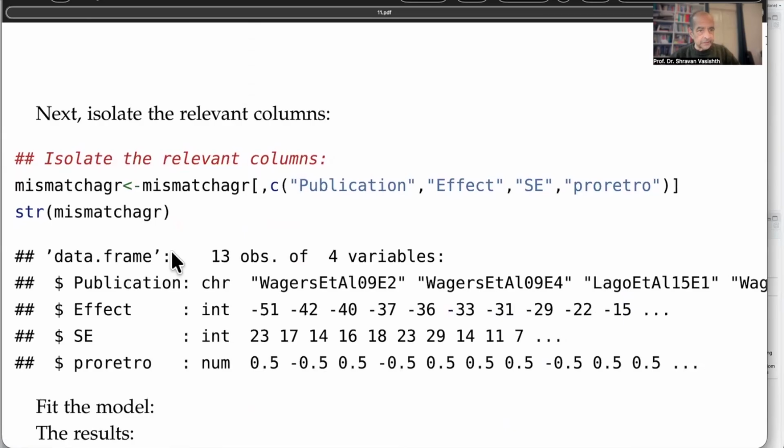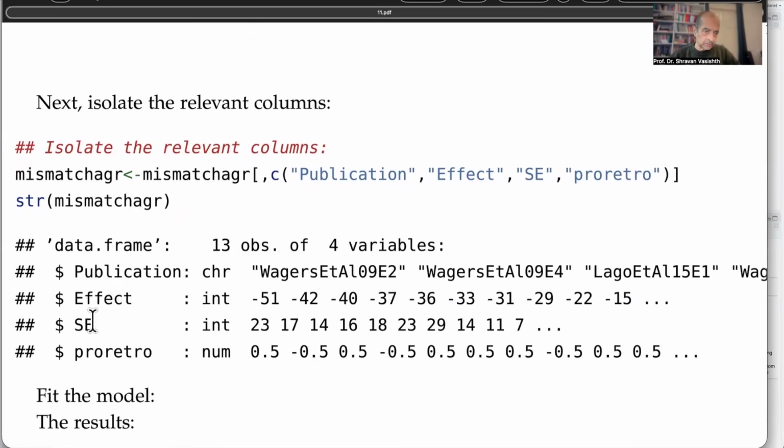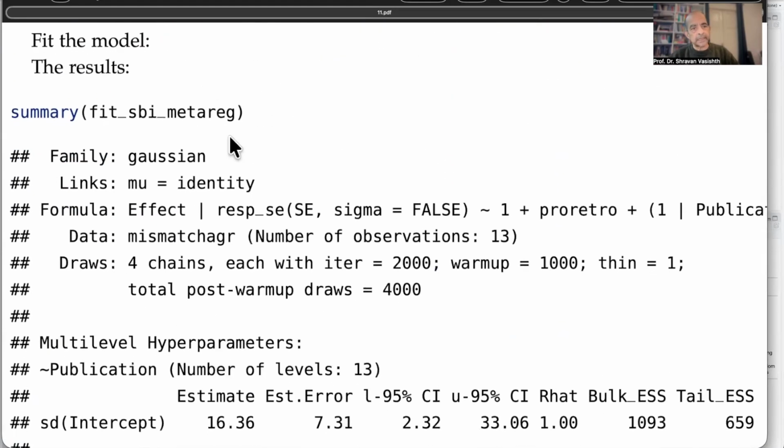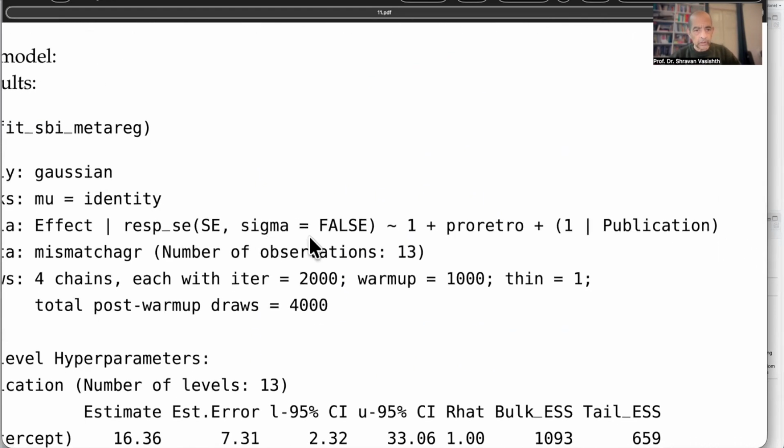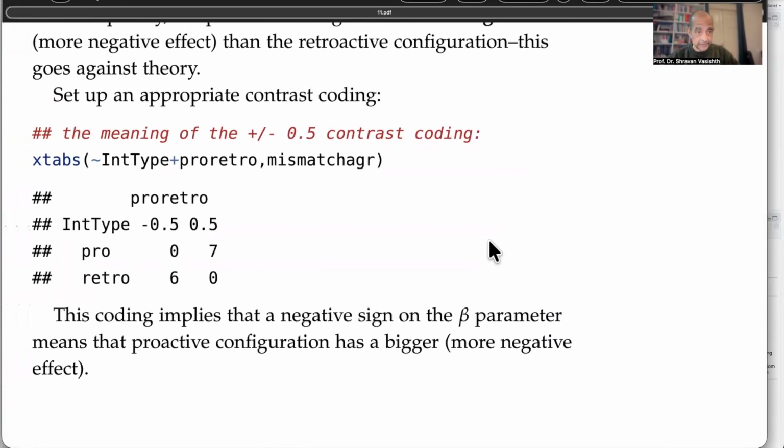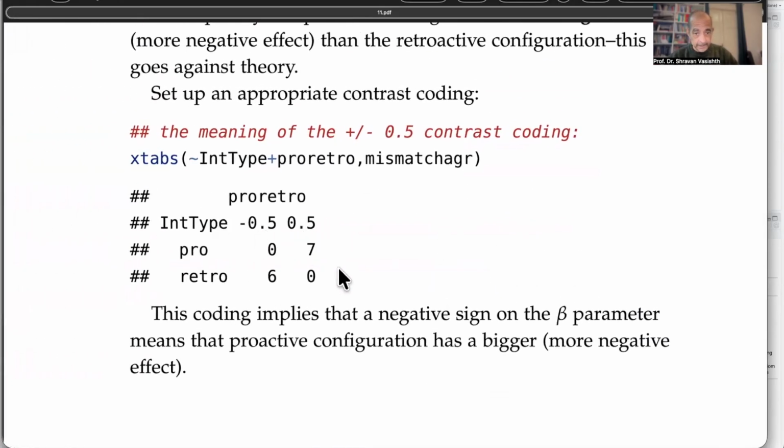So we fit the model, we load the model, do all the pre-processing. What we see is the effect size and standard error. This is what we'll need for the meta-analysis. Carry out the meta-regression. How does that work? All that changes is that instead of having just an intercept, I have an intercept and a fixed effect slope now. That's the effect of interference type, the plus 0.5 minus 0.5 coded predictor here.